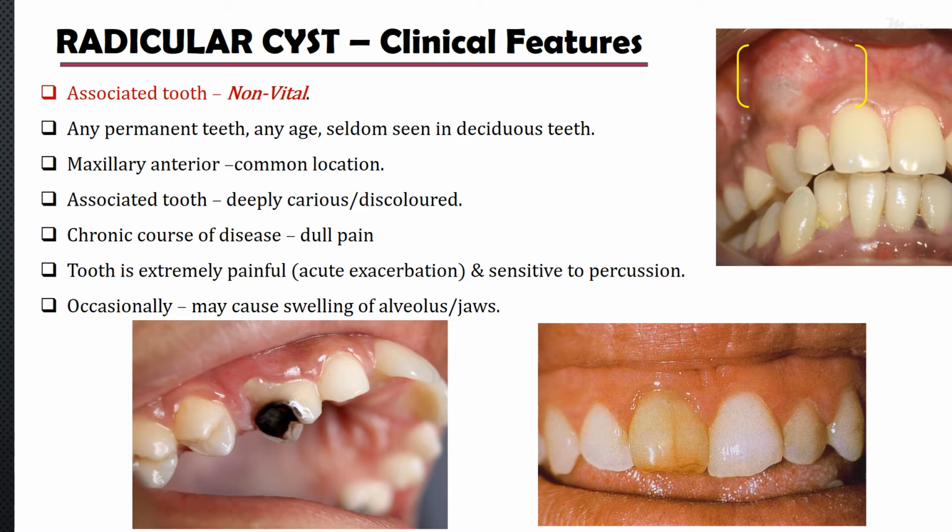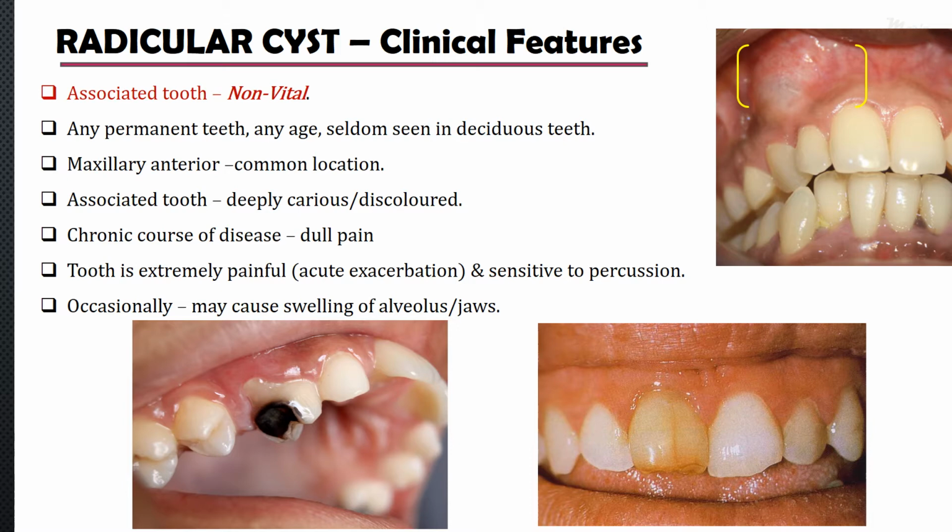So, discussing the clinical features of radicular cyst, it should be remembered that the associated tooth is always non-vital. This is the most important point which we have to consider when giving a diagnosis of radicular cyst. Other clinical features associated with radicular cyst include the following.